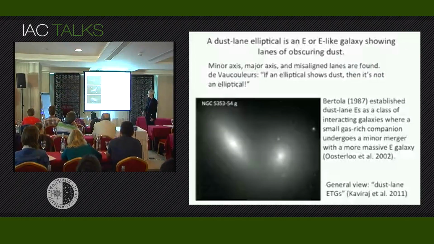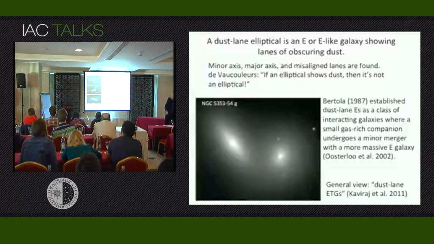So a dust lane elliptical is just an elliptical that has an unusual dust pattern. It can be a dust lane on the minor axis of the elliptical, which is really unusual, along the major axis, or even a misaligned dust lane. And back in the old days, de Vaucouleurs, when he heard about dust lane ellipticals, said, if an elliptical shows dust, then it's not an elliptical. Well, some dust lane ellipticals probably aren't ellipticals. Maybe they're S0s. And so the general view today, in this very recent paper by Kaviraj et al., 2011, is to call them dust lane early type galaxies. That way you don't force yourself to call them ellipticals.